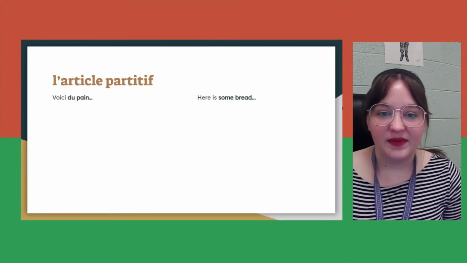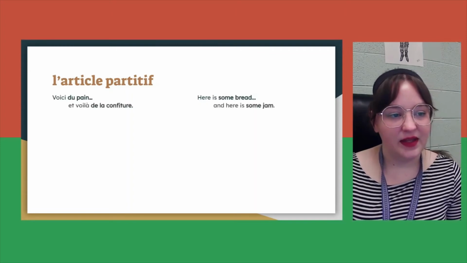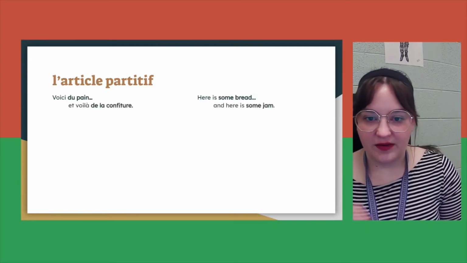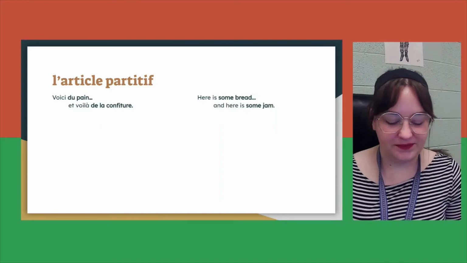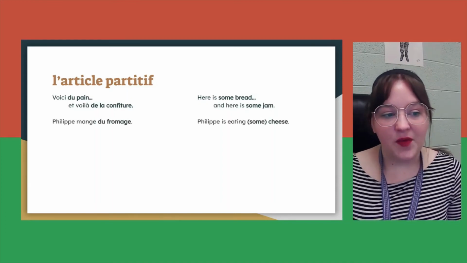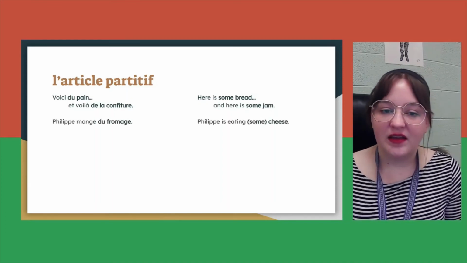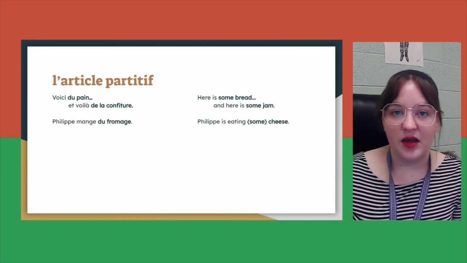So, voici du pain, here's some bread. Et voilà de la confiture. And here is some jam, right? Philippe mange du fromage. Philippe is eating some cheese.